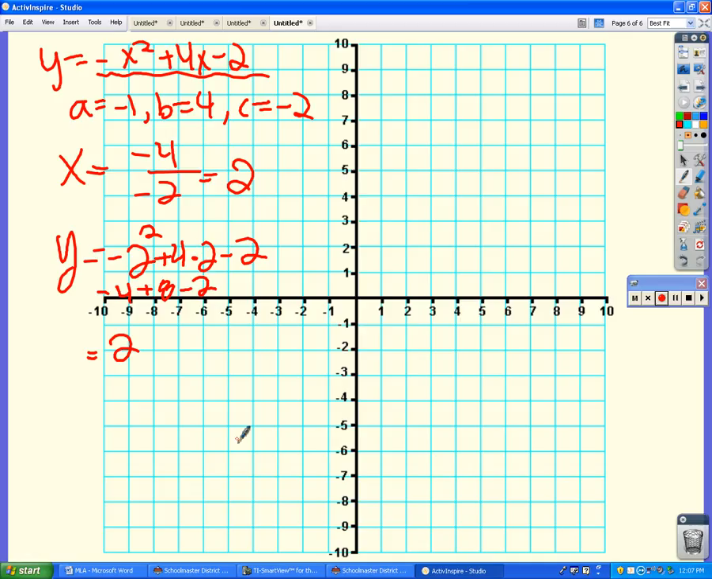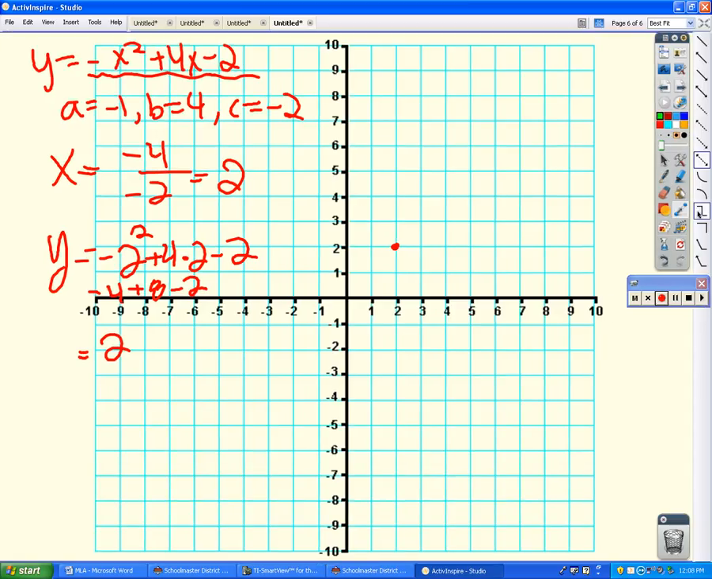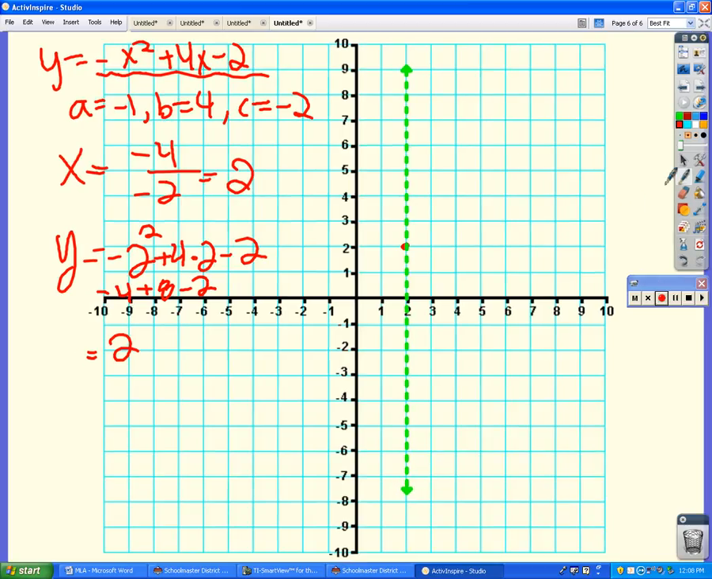I graph it. So I go over 2 and up 2. Then what? Then I put a vertical dotted line through that point because that's going to be my axis of symmetry. And then you use the C. Where will this graph cross the y-axis? Negative 2. Negative 2, so I put a dot at negative 2. And that shows me half of my parabola. And now I know that the other half is going to be the same over here.